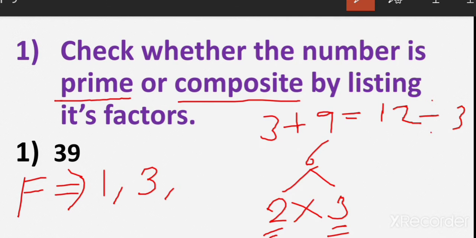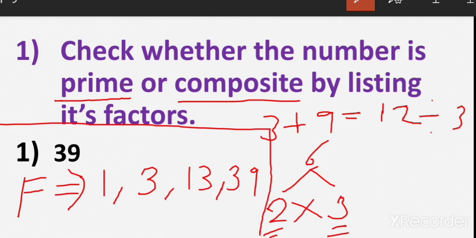Now when I'll divide by 3, 3 ones are 3, 3 threes are 9. I'm getting the quotient 13, and the last factor is the number itself, that is 39. So how many factors am I having here? Total 4 factors I'm having. So I can say that 39 is a composite number.